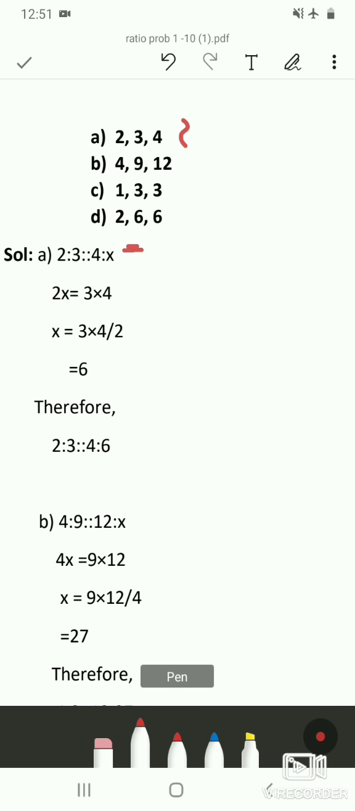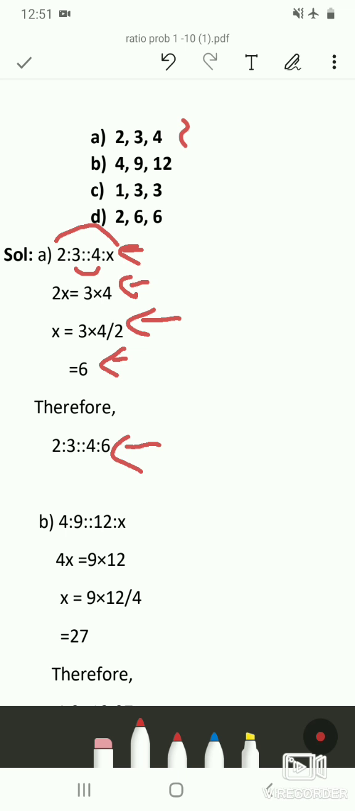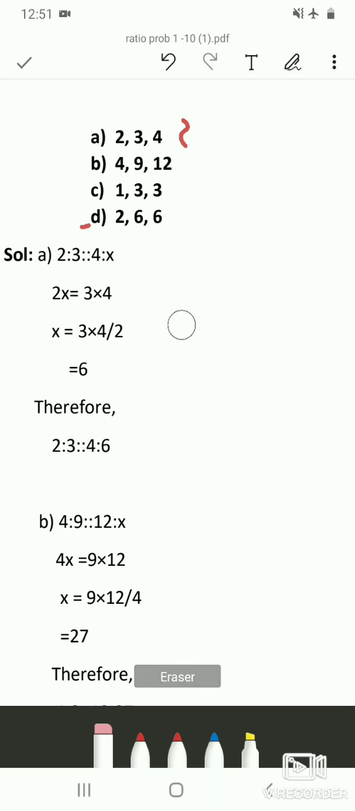So let us take the fourth proportion as x. We know that the product of extremes and product of means can be equated. So 2x is equal to 3 into 4. Therefore x is equal to 3 into 4 upon 2, which is nothing but 6. Therefore 2 is to 3 as 4 is to 6. So we have found out the fourth proportion. So these are some easy problems.